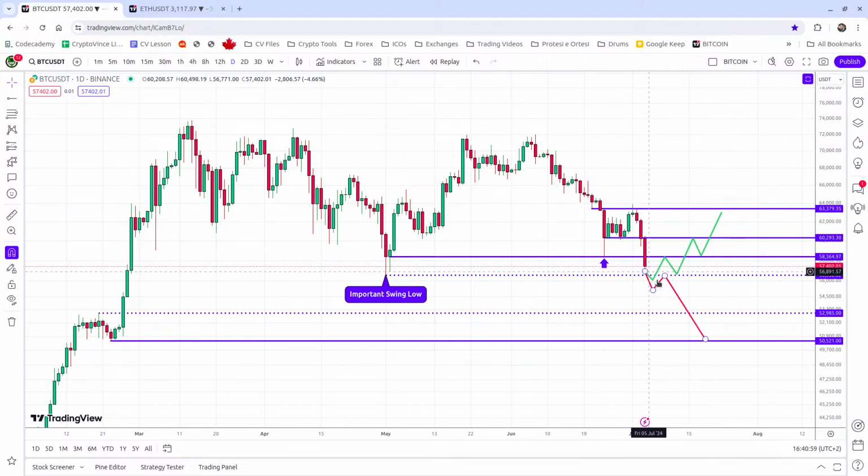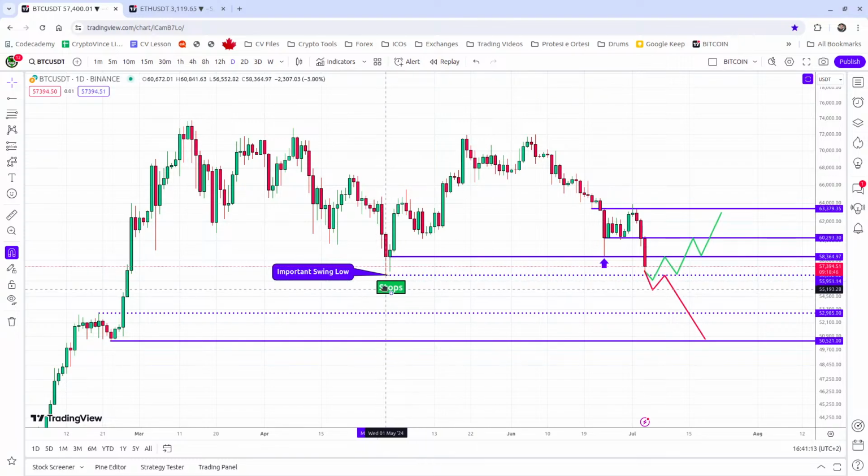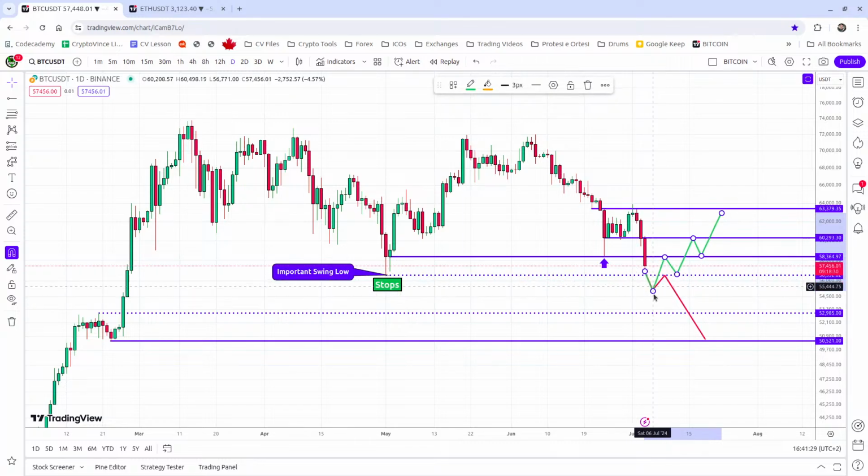And as I said, we can have two scenarios here. Here we have all the stops, right? All the stops for longs, so all sell orders right there. So price can just quickly go below the swing low here as in the green scenario, just go low like that and take out the stops and use that as fuel to propel upward, or it can just close below.